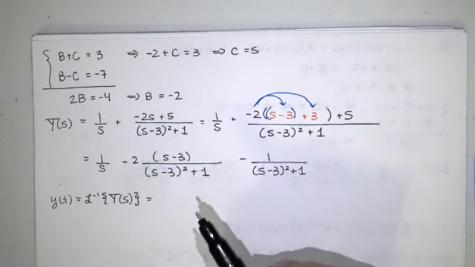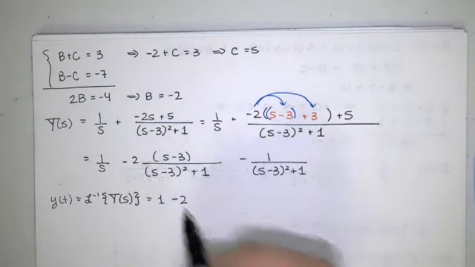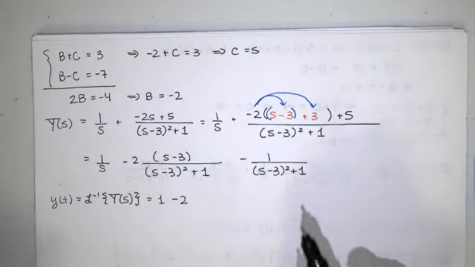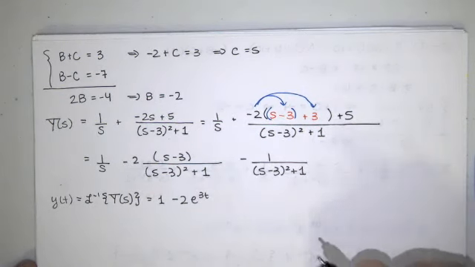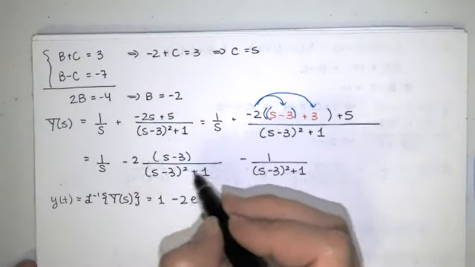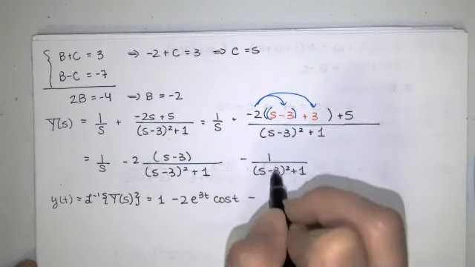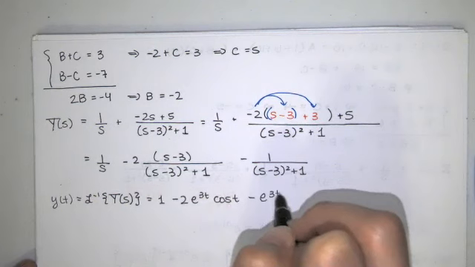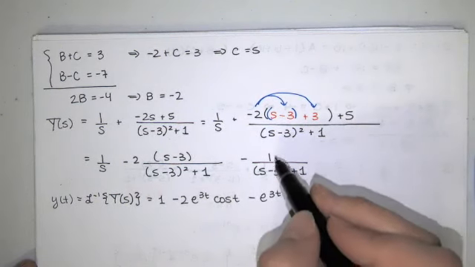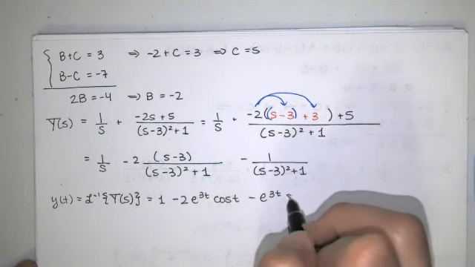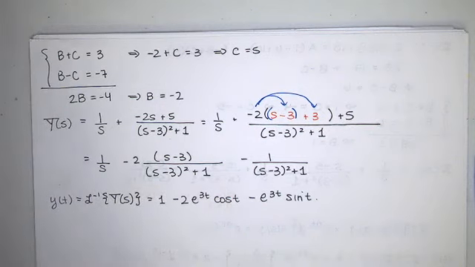So the inverse transform of 1 over s is just 1. And then we're going to have negative 2 here. Since s has been replaced by s minus 3, we'll have an e to the 3t there. And then the inverse transform of s over s squared plus 1 is cosine of t. Since s has been replaced by s minus 3, we'll have an e to the 3t there. And then we'll multiply by the inverse transform of 1 over s squared plus 1, which is sine of t. So that is our y of t.